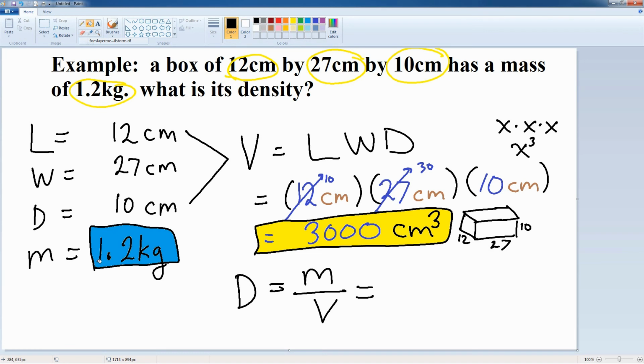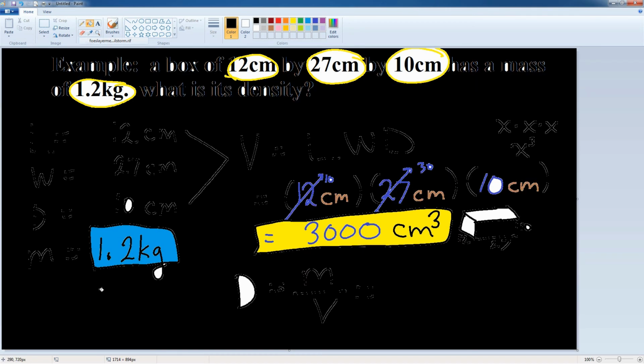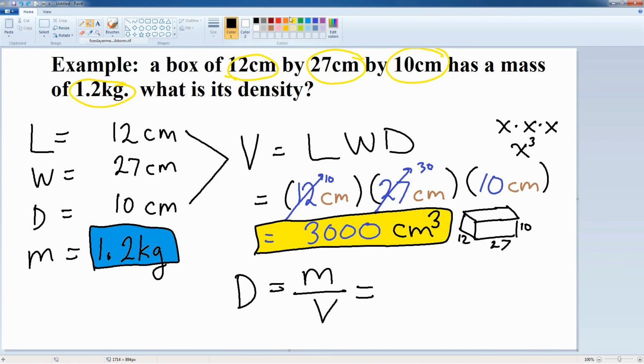Well, that's really easy. What's 1.2 kilometers? It's 1,200 meters. What's 1.2 grand? It's $1,200. It's 1,200 grams. We want grams per cubic centimeter, not kilograms per cubic centimeter. So I'm going to go in here, and the mass on the top is going to be in grams, and it's going to be divided by cubic centimeters. And to help you see, we have a mass of about 1,200 grams over 3,000 cubic centimeters.